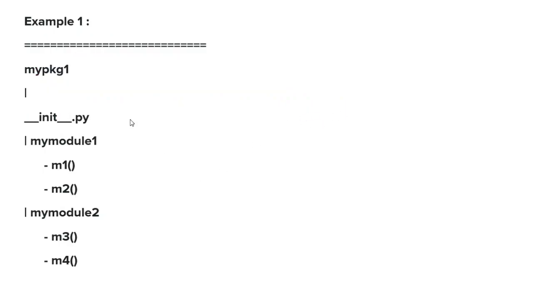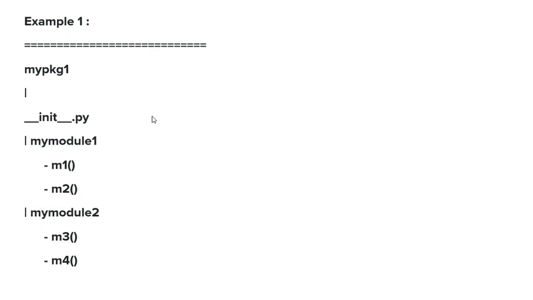In this example we will create my package 1. Inside that package we will create two modules, my module 1 and my module 2. My module 1 contains two functions, let's say m1 and m2, and my module 2 will contain another two functions, m3 and m4. So we will create the example like this.